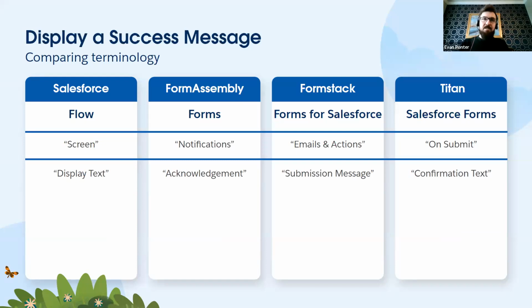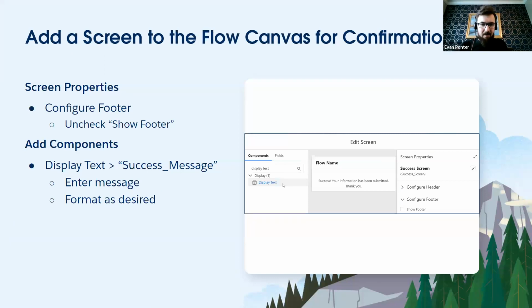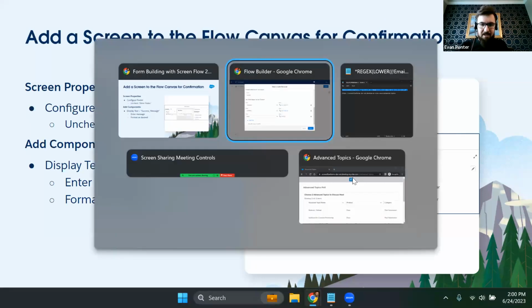The last thing we'll do is we'll put a success message at the end of this form so that people know it went through successfully, and it sort of gives us some options for what do you want to do next. A lot of these other form tools I actually think they have terrible names for this. They call it either notifications or emails and actions or on submit behavior, which I guess is the best one. In Salesforce Flow, all we're doing is we're just going to add another screen to the end of our canvas here, and we'll just use some display text to show a success message. So that's pretty simple. We'll add another screen like we did before, and we'll just customize the options there.